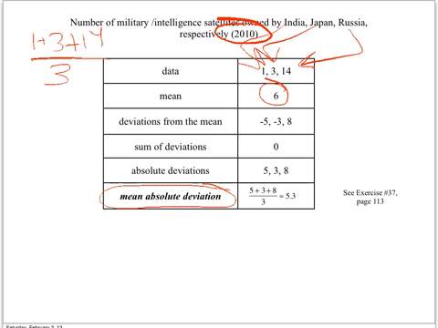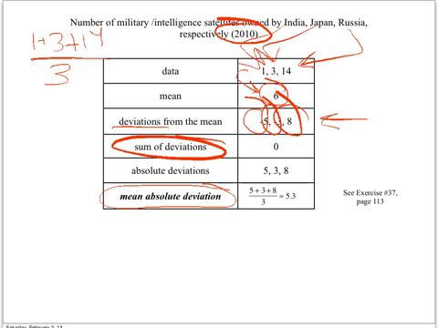So the mean is 6. The deviations from the mean are found by taking each data value and subtracting the mean. So 1 minus 6 is negative 5, 3 minus 6 is negative 3, and 14 minus 6 is 8. Now if you add those three numbers together, you get 0, which is why we don't add those three numbers together when we're calculating variation. In the standard deviation formula, remember, we take those deviations and square them before we add them together. That makes them all positive.